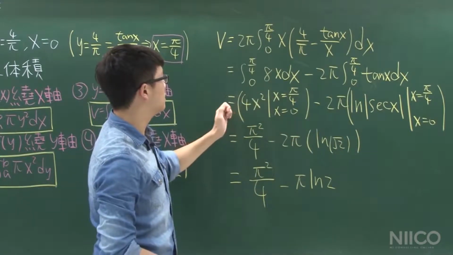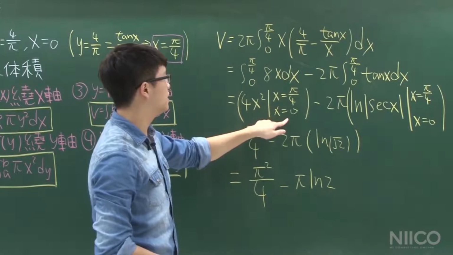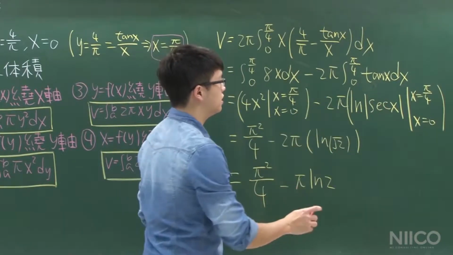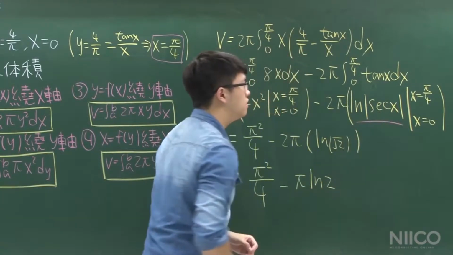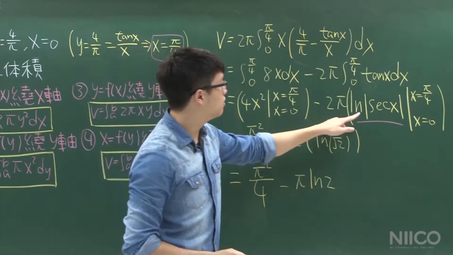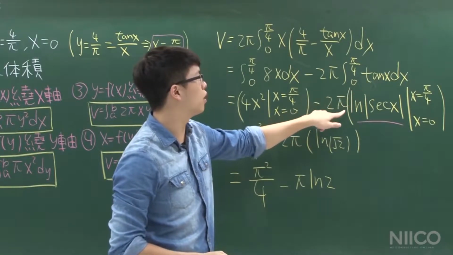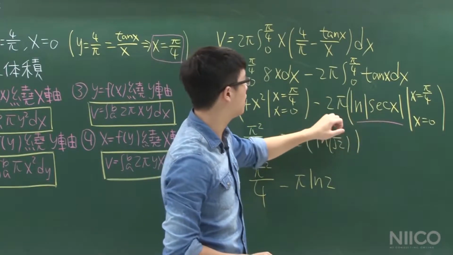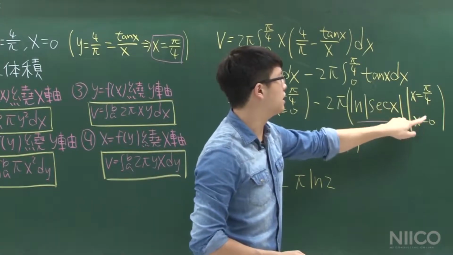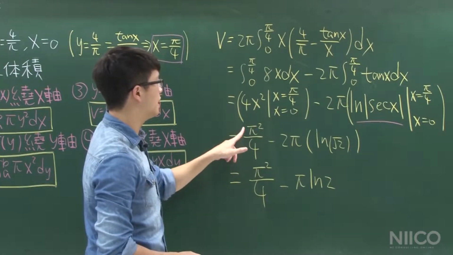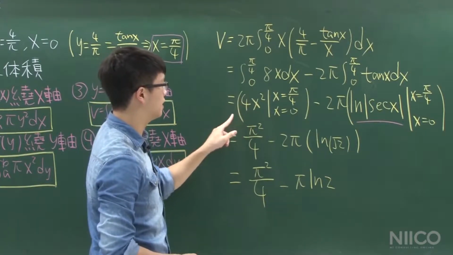So we can separate this formula into two parts. The first part is the integral of 8x dx with x from 0 to pi over 4. This term is actually quite straightforward. And the second term is minus 2 pi times the integral of tangent x dx, with x from 0 to pi over 4 as well. This integral can be evaluated to the natural log of the absolute value of secant x, and x is also from 0 to pi over 4.